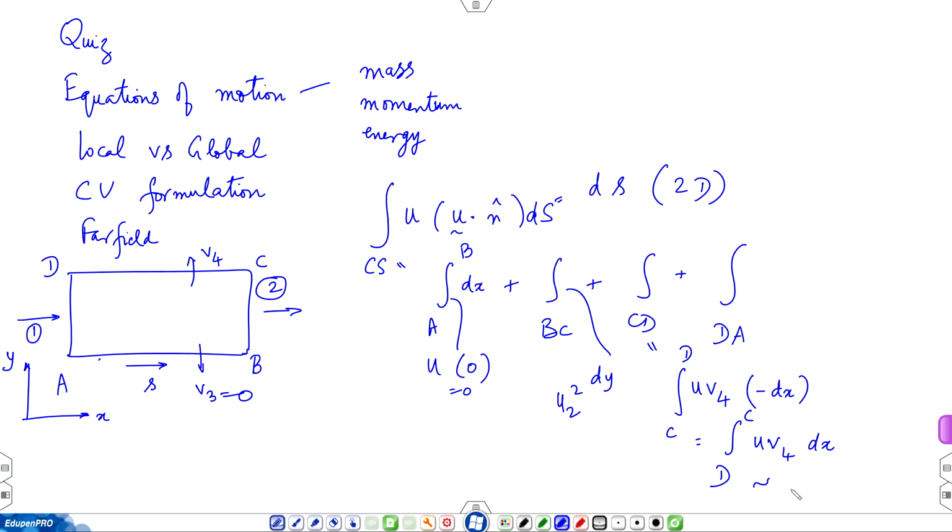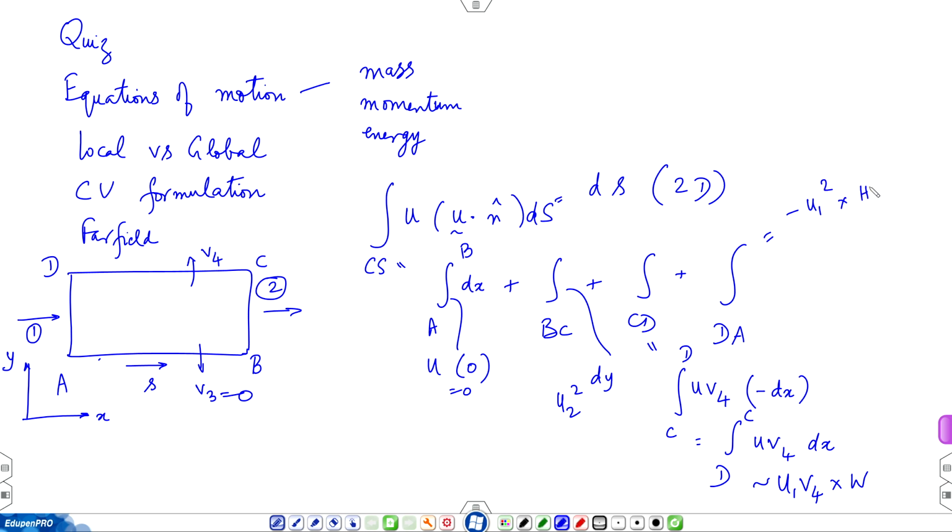I think we had chosen in the previous calculations, C D was taken to be the far field, and we set the x velocity equal to u 1 v 4 times w. And then from D to A, using the same logic, convert integration from D to A as A to D, replace ds by minus dy. Okay. So, those two negative signs cancel off, and you will get minus u 1 square times h.